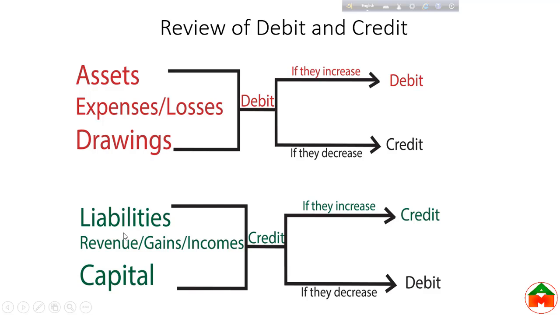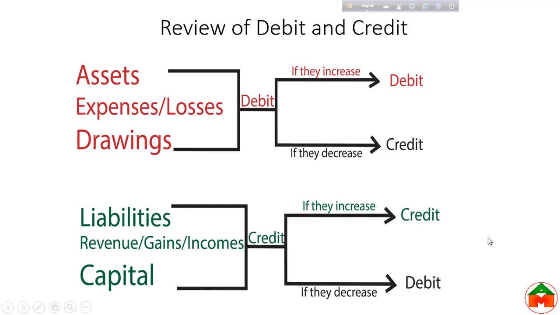And on the other side, liabilities, revenue or gain or incomes, and capital, these three items are credit. If they increase, they will be credit. If they decrease, they will be debit. So assets, expense, drawing: debit, increase, debit. Liabilities, revenue, gains, incomes, capital: credit will be credit if increase.